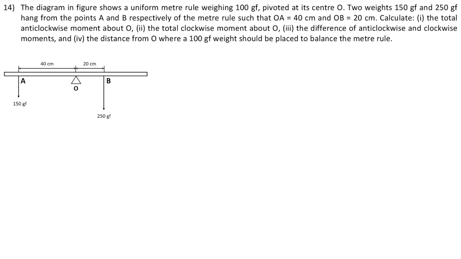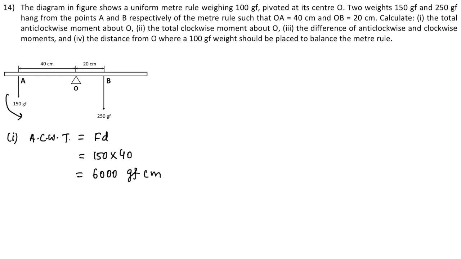Anti-clockwise moment here is generated by 150 GF. So we can say anti-clockwise torque is equal to force into distance, 150 into 40. So this is 6000 gram force centimeter. This is the total anti-clockwise moment. Then we need to find out the total clockwise moment about point O. Clockwise moment here is generated by 250 GF. So clockwise torque is F into d, 250 into 20, that is 5000 gram force centimeter.